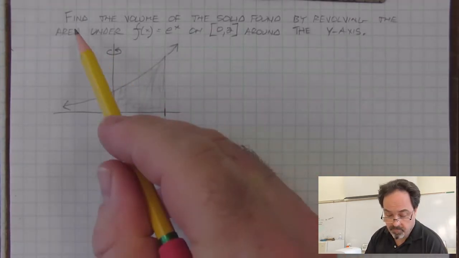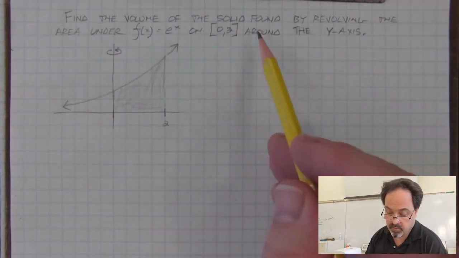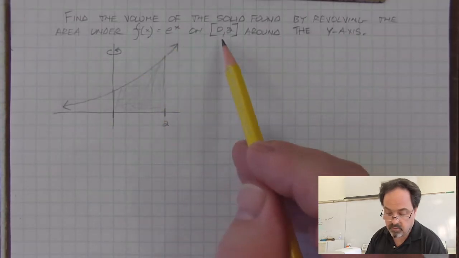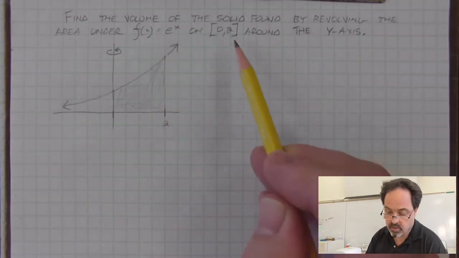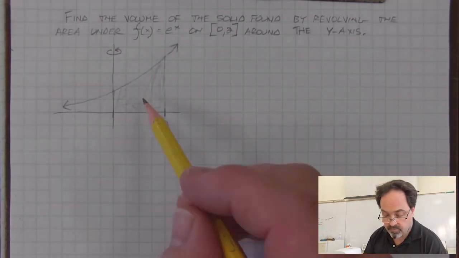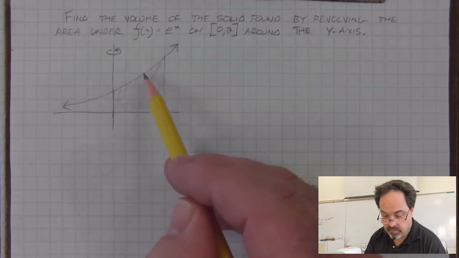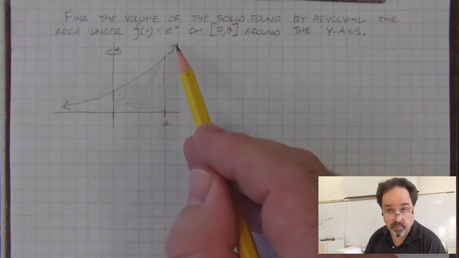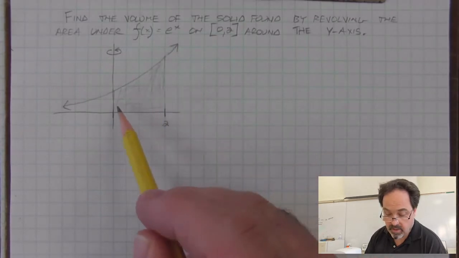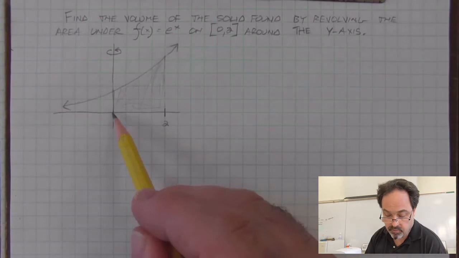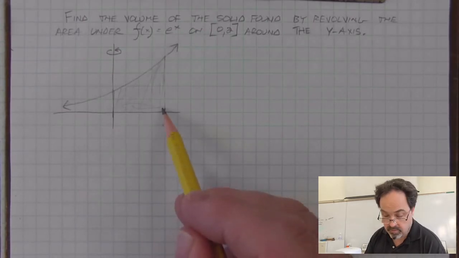I have a problem. Find the volume of the solid found by revolving the area under the function e to the x on the closed interval from 0 to 2 around the y-axis. I have the graph of the f function given, e to the x, it's exponential, base e, and I've highlighted the region under that function on the interval from 0 to 2.